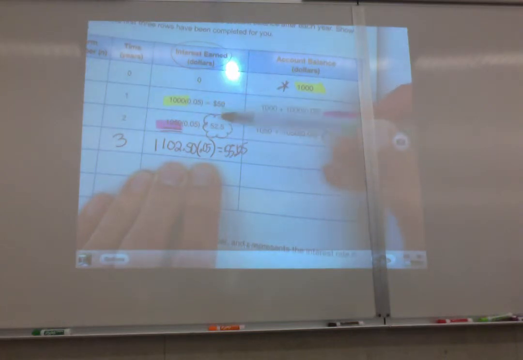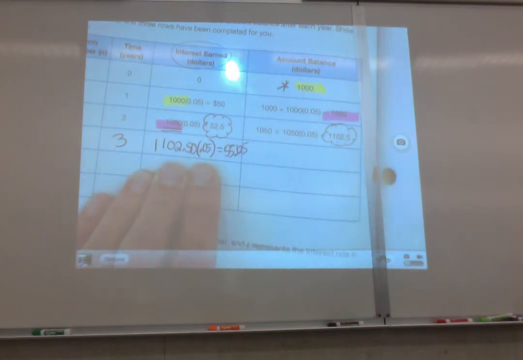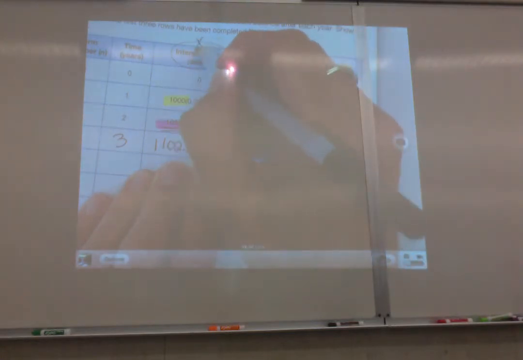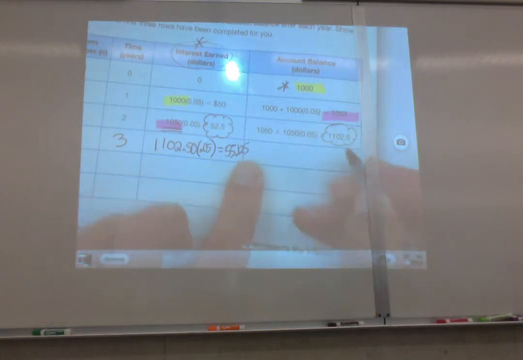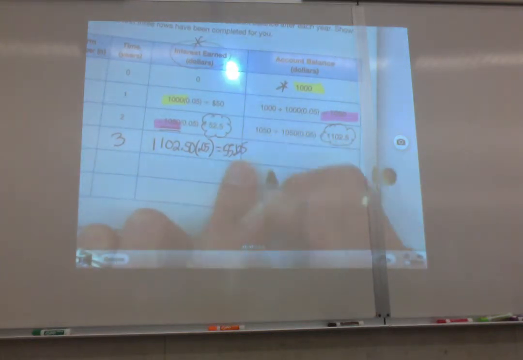No. So the longer you leave it, the more money you're getting in interest. Interest is what the bank is paying you. Okay, so that works out good. That's the interest. That's the amount the bank is going to add to your account. So now we need to add it. Here's what we're going to add.